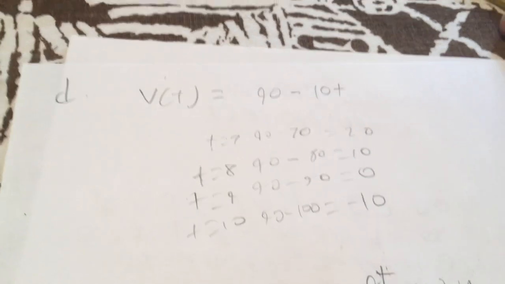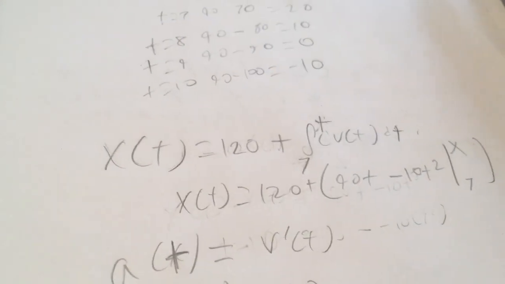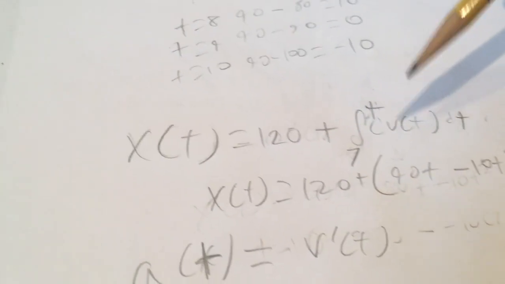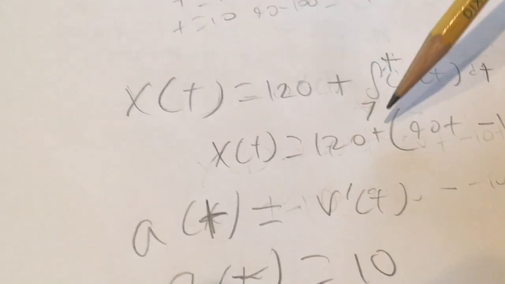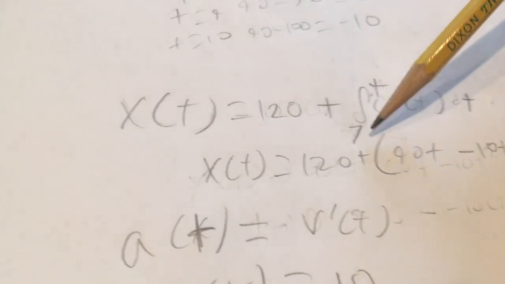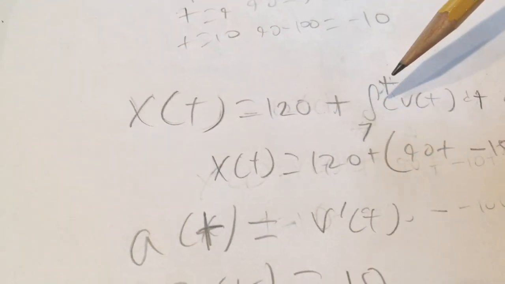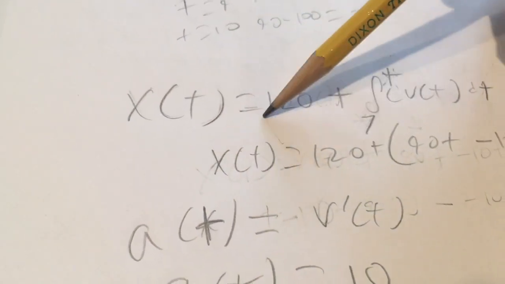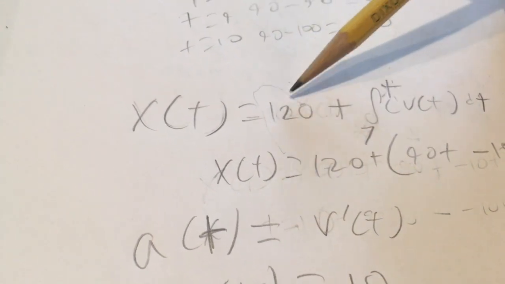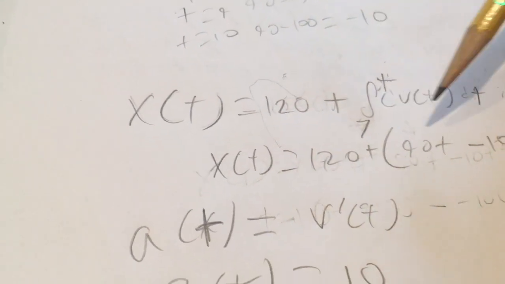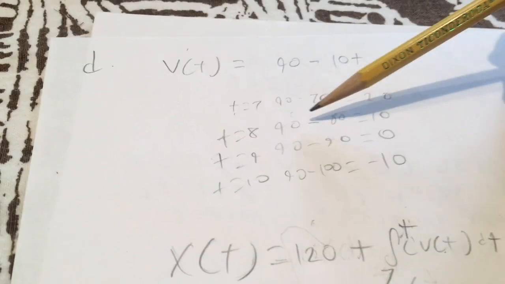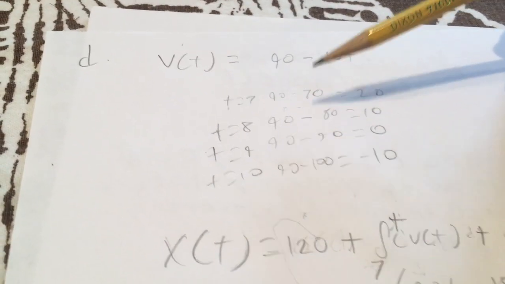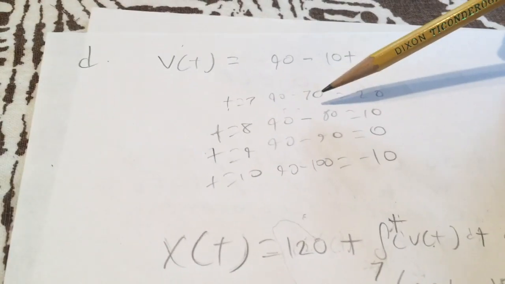So then, for x of t, you have to use the integral of v of t, but you can't just use it from the start to the end. You have to do it from 7 to t, because this way it's easier to work out. This is effectively the integral from 0 to 7 of v of t, but this way it doesn't get messed up if our model for v of t is wrong, because our model for v of t is only working for time 7 to 10, so it's going to be wrong for time 0 to 7.